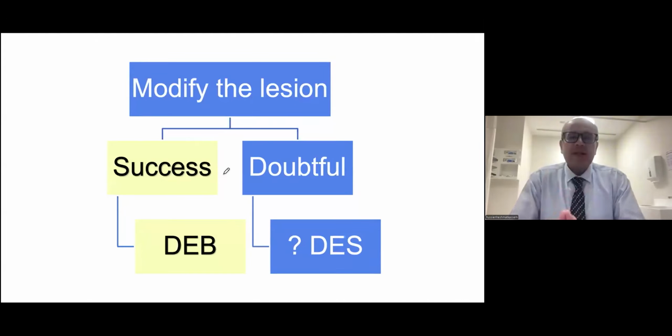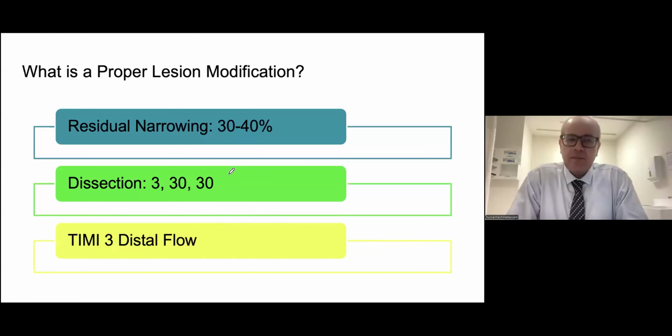And so you do your best in modifying the lesion. If the final result is okay, then a drug-eluting balloon would be, in my opinion, the ideal choice. If you are in doubt, then I would think of a drug-eluting stent. But what do we mean by success in lesion modification? We have three criteria. Number one, having TIMI-3 flow. Number two, having a residual narrowing of 30 to 40%, not more than that. And number three, having a non-vessel threatening dissection with the 30-30 criteria that I will describe shortly.